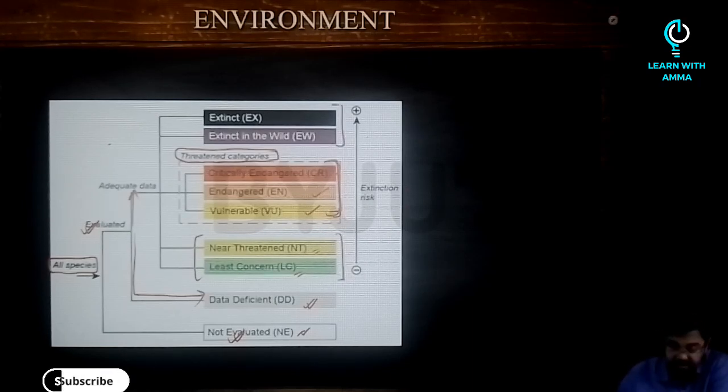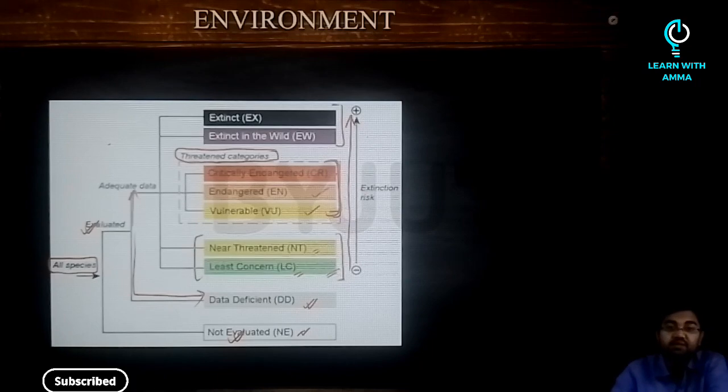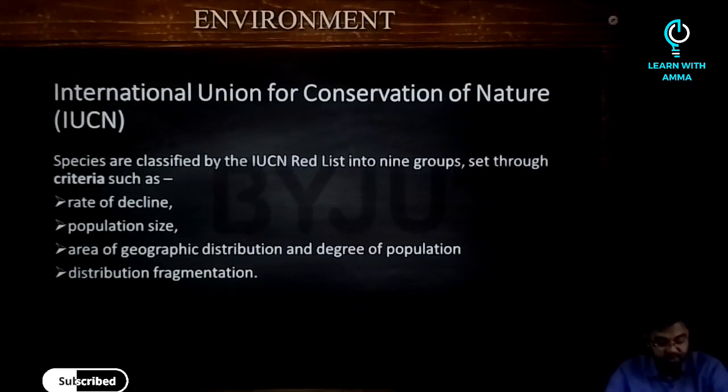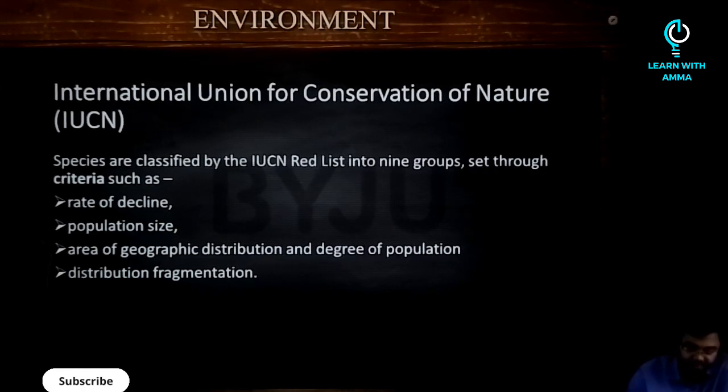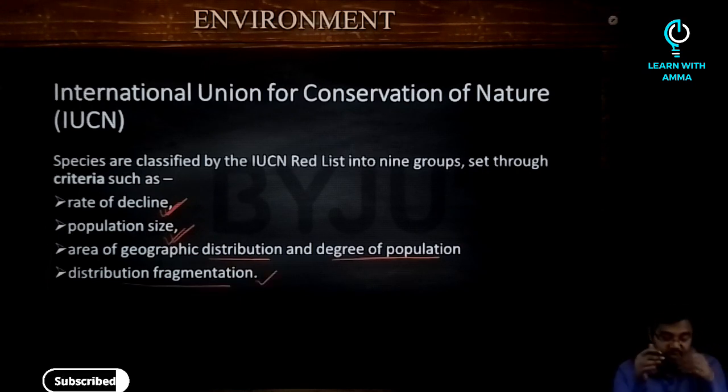So if you talk about extinction risk, this has the least extinction risk, and extinction risk is increasing in this direction. Then the categorization that we are talking about happens through these kinds of criteria. First, the rate of decline, the population size, the area of geographic distribution, and the degree of population and distribution fragmentation. These are the 4 criteria based on which the categorization is done.